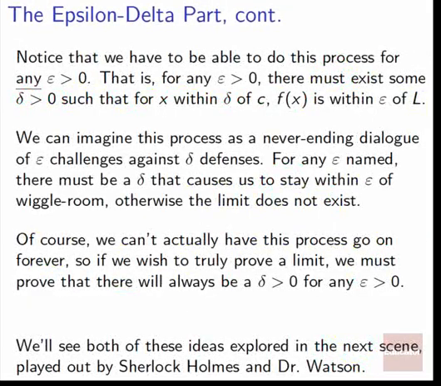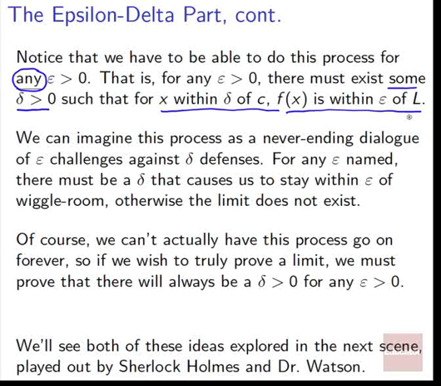Okay. Now, a really important idea is that we can do this for any epsilon greater than zero whatsoever. That is, for any epsilon greater than zero, there has to exist some delta greater than zero, such that for x within delta of c, if we are close enough to c, f of x will wind up getting mapped within epsilon of L. If you're close enough to c, you'll wind up being close enough to L.